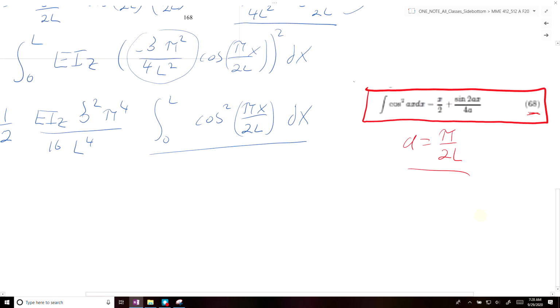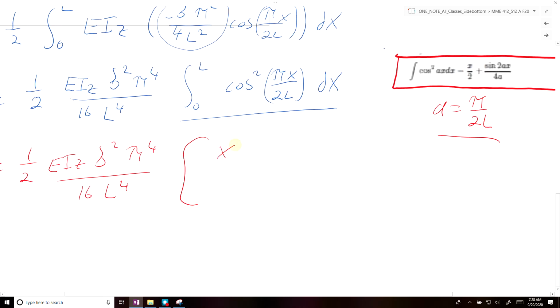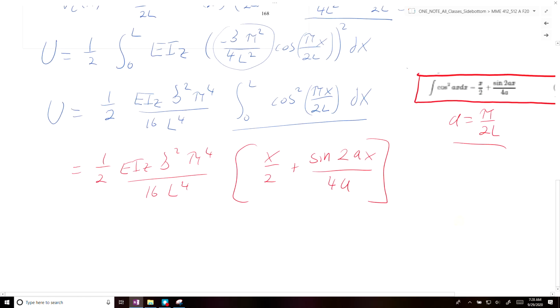Okay, so what we'll end up getting here is u is going to be equal to 1 over 2 e to the I z delta squared pi over 4 times 6 divided by 16 L to the 4th times x over 2 plus sine of 2ax over 4a. Okay, and you have to evaluate that from L to 0.